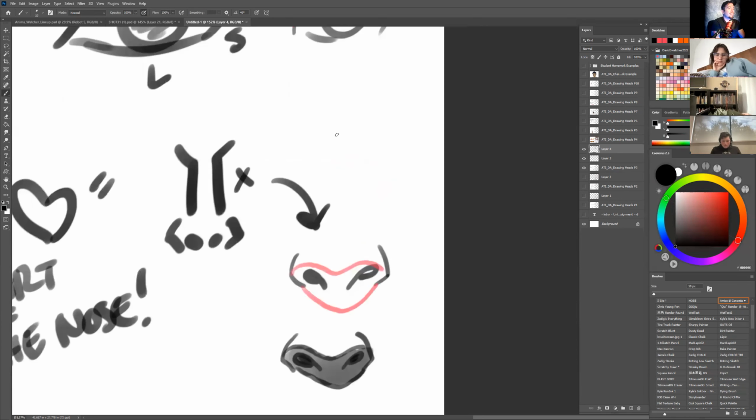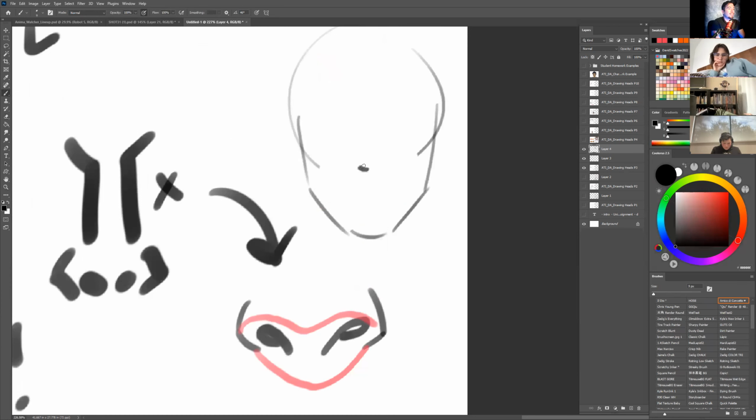So on a face, just a regular face like this, it would look something like this: nostrils, wings, and then use a little shade for that heart.